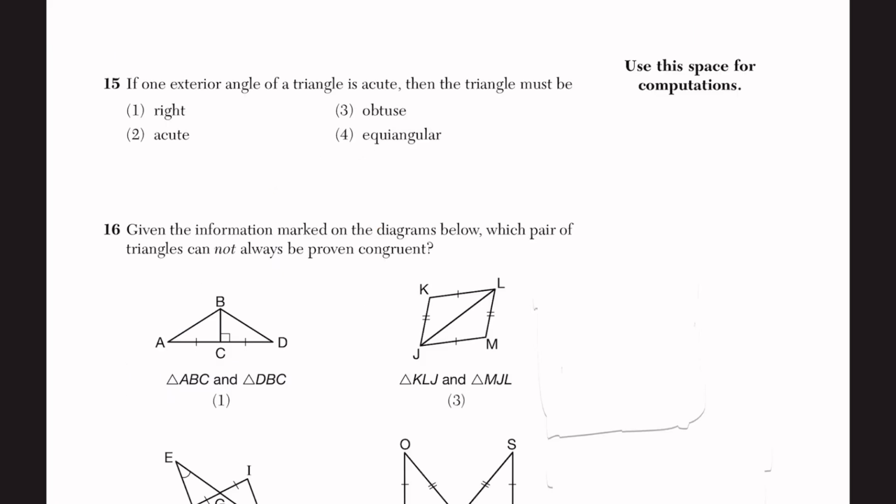Question 15. If one exterior angle of a triangle is acute, the triangle must be. An acute angle is just any angle that's smaller than 90 degrees. If this was the exterior angle, then that means the triangle would look something like this, which makes number 3 the answer since this is an obtuse triangle.